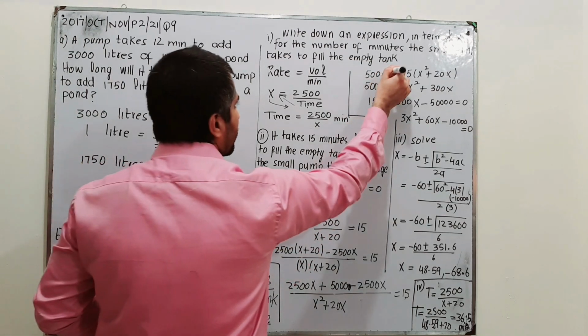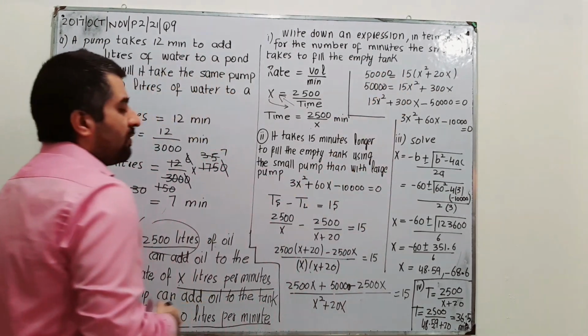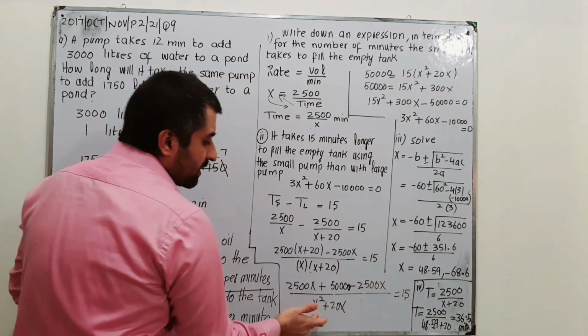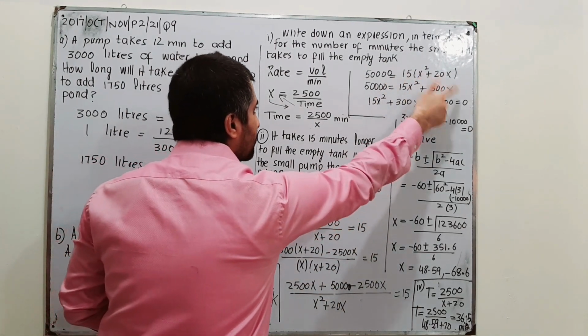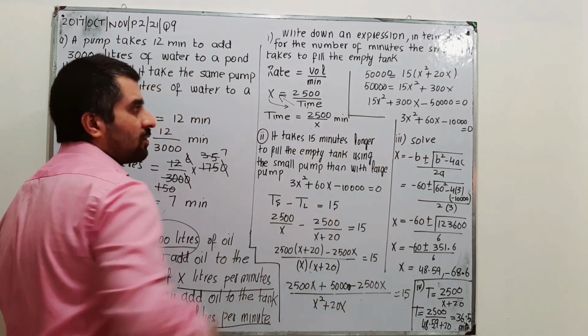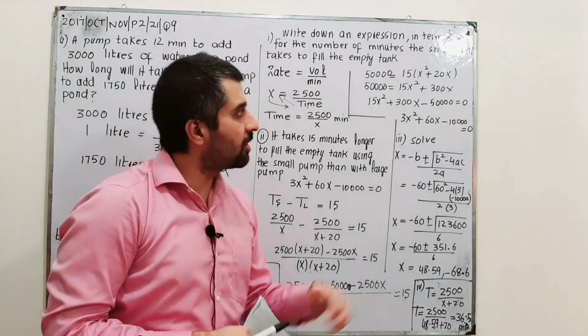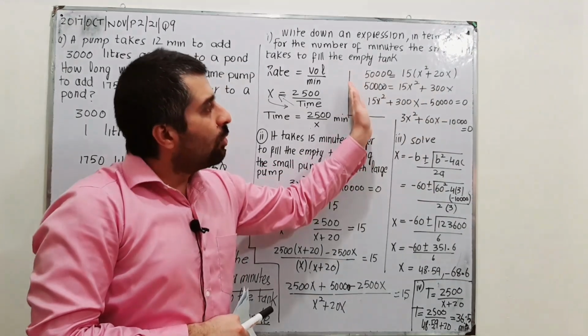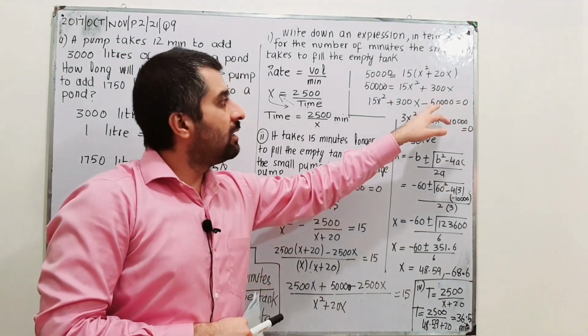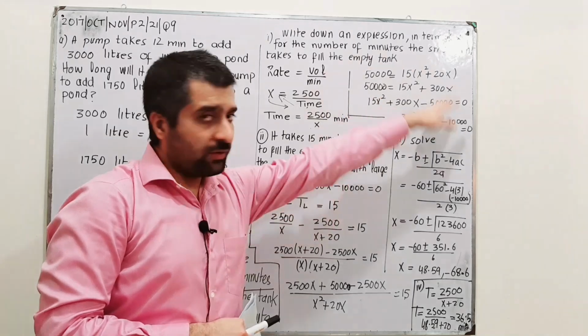So do a correction over here. Okay, so 50,000 is equal to 15 into x square plus 20x. 15 into x square is 15x square, 15 into 20x is 300x. Rearrange this equation in standard form, a quadratic equation. That is 15x square plus 300x. Move 50,000 to the right side, it will be minus 50,000.